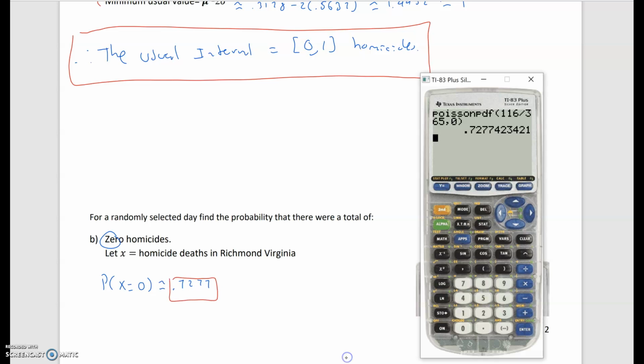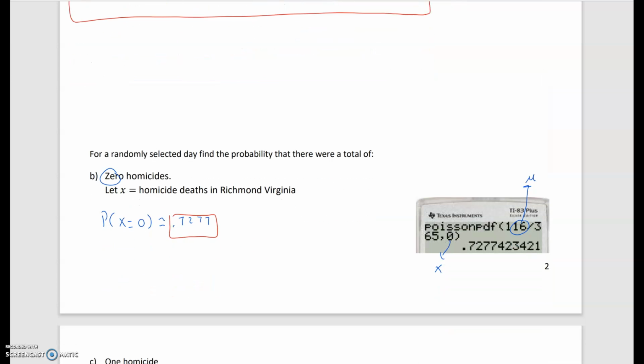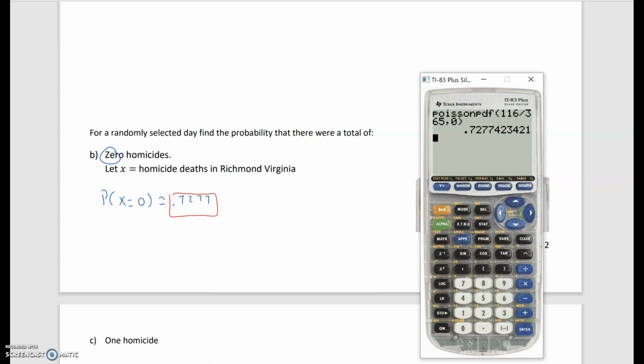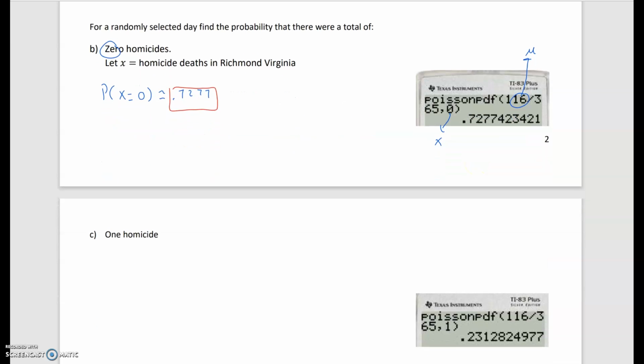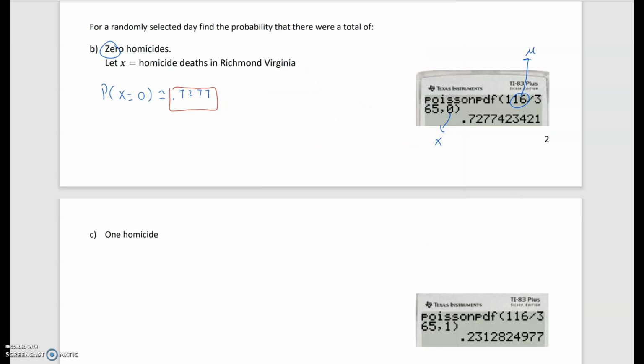And let me just double check. 0.7277. Let's move on to C. C wants 1 homicide. So in this case, you could just retrieve the previous answer and then change the 0 to 1. 1 homicide ends up being the probability of 0.2313. So I put the code here. So 1 homicide, and we don't have to declare it again since we technically already did that.